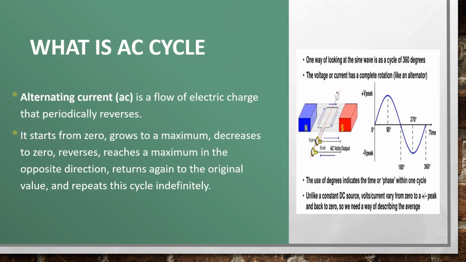Now, what is AC cycle? Alternating current AC is a flow of electric charge that periodically reverses. It starts from zero, grows to a maximum, decreases to zero, reverses, reaches a maximum in the opposite direction, returns again to the original value, and repeats this cycle indefinitely.